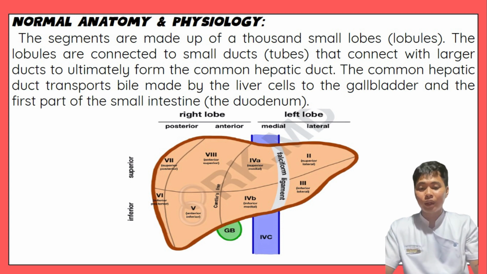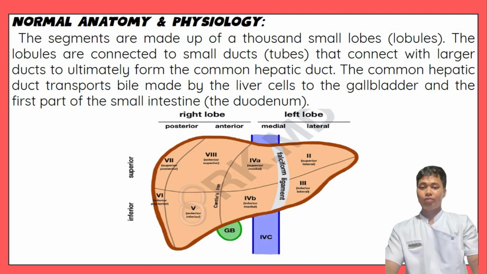The segments are made up of 1,000 small lobes or lobules. The lobules are connected to small ducts or tubes that connect with larger ducts to ultimately form the common hepatic duct. The common hepatic duct transports bile made by the liver cells to the gallbladder and the first part of the small intestine, the duodenum. Right here we are seeing the pictures, the right lobe having the posterior and the anterior part, and the left lobe having the medial and the lateral part. Here is the picture.